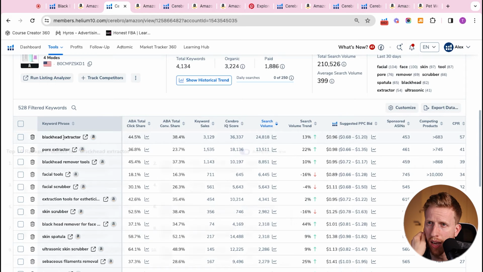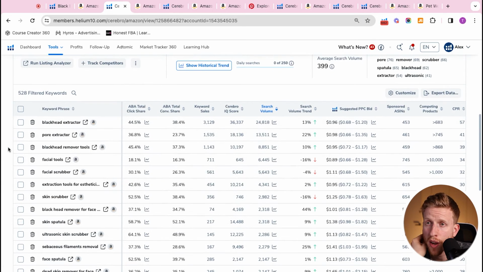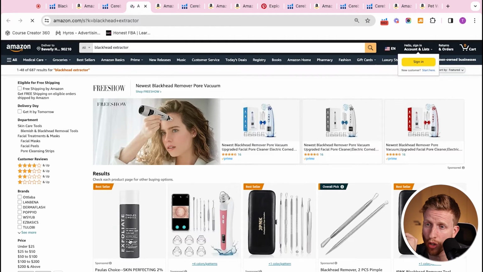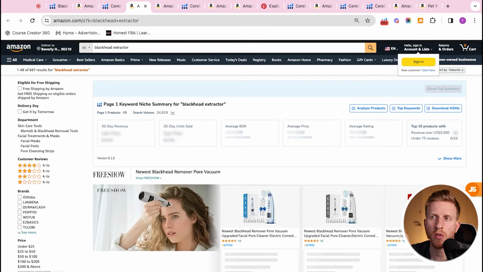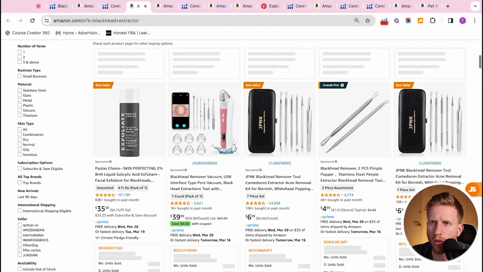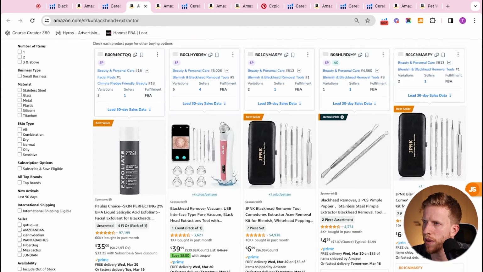So this top one, blackhead extractor. But then you've got pore extractor, blackhead remover tools. But again, think about the brand here. It's a beauty brand. So you could launch tons of products in this niche. And then what you could do is move into this sort of stuff. Full exfoliating cream. There's no reason why you can't do that eventually. Once you've got the skills, the e-commerce skills, the sky is the limit, baby.